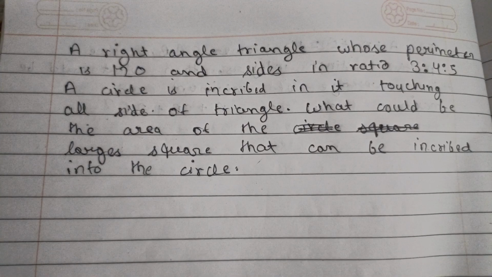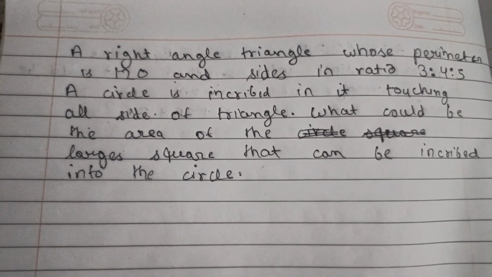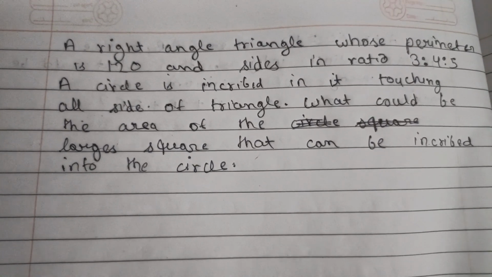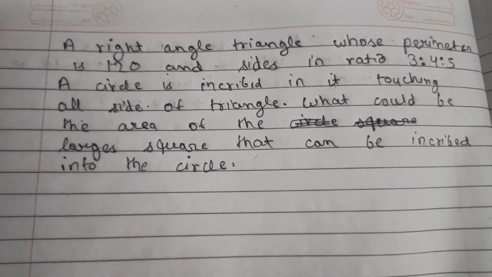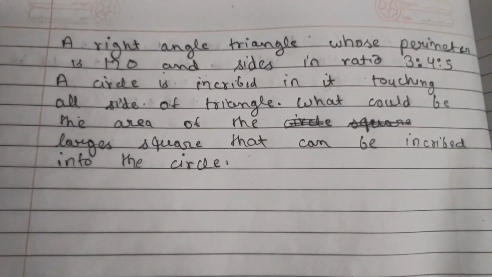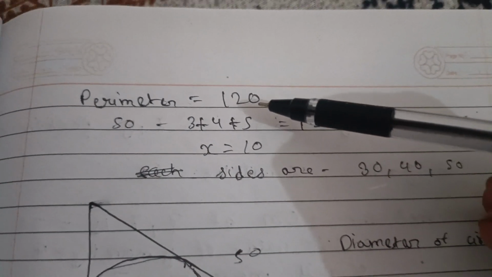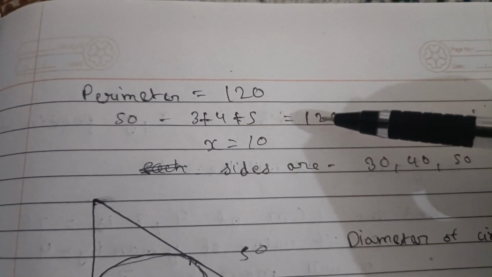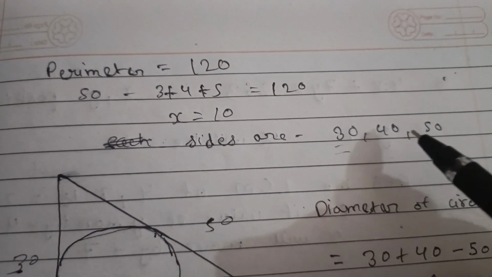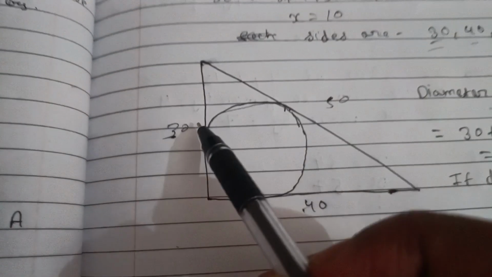Question: a right angle triangle whose perimeter is 120 has sides in ratio 3, 4, 5. A circle is inscribed in it, touching all the sides of the triangle. What would be the area of the largest square that can be inscribed into the circle? If the perimeter is 120 and the side ratio is given, we can easily find each side. We get to know that the sides are 30, 40 and 50.